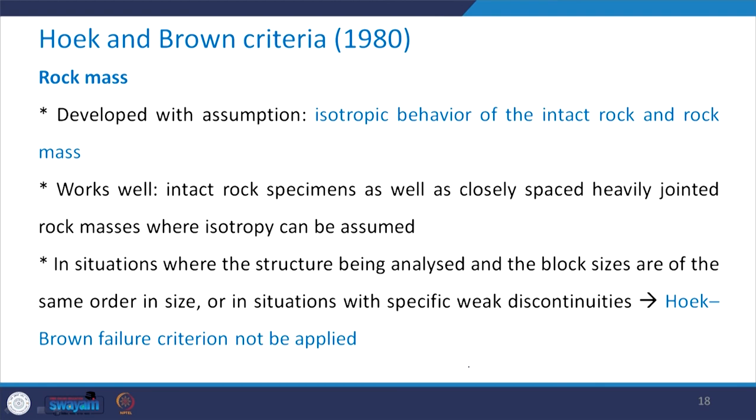In case of the Hoek and Brown criterion, the assumption with its development was that the intact rock and the rock mass are going to behave in an isotropic manner. So, this criterion has been found to work well in case of the intact rock specimen and the closely spaced, heavily jointed rock masses, where you can assume the isotropy.